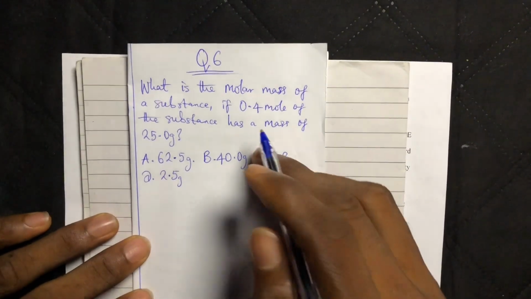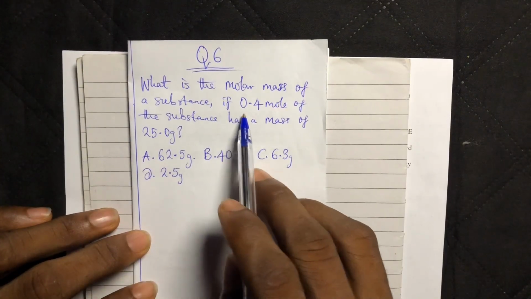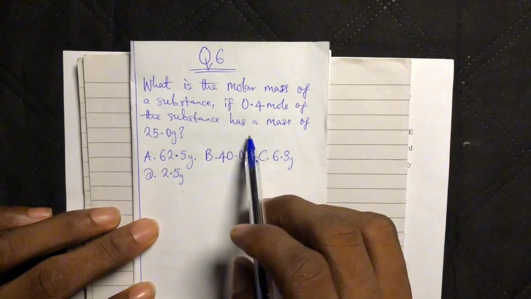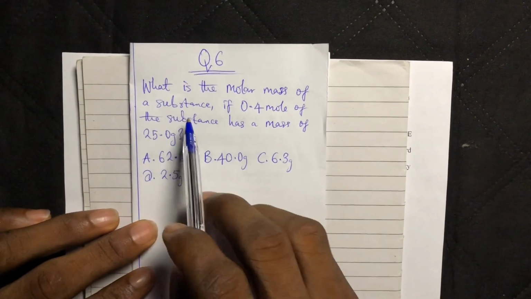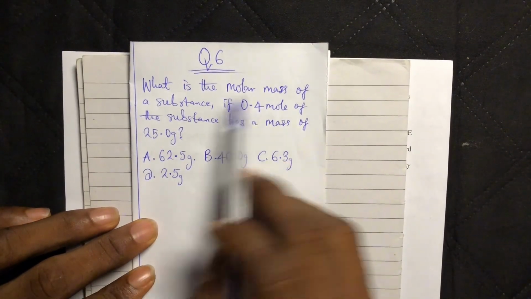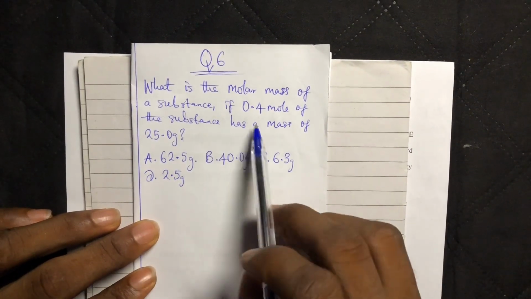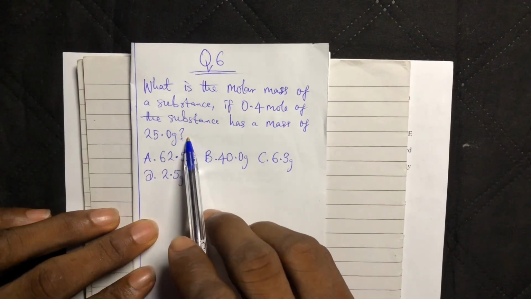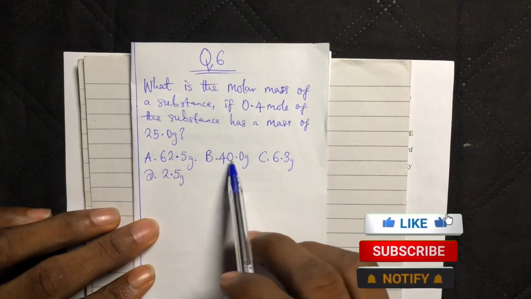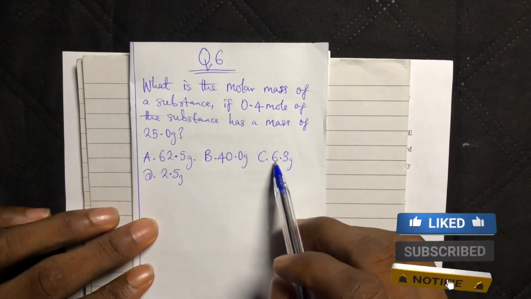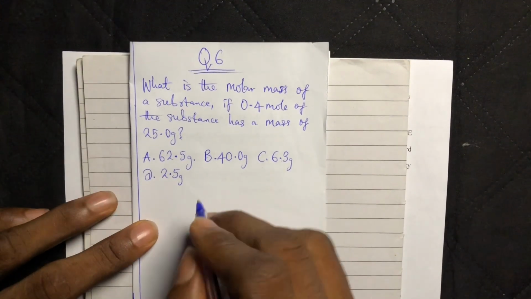Alright guys, let's look at question 6. Question 6 says, what is the molar mass of a substance if 0.4 mole of the substance has a mass of 25.0 gram? Let's read the question again. Now look at the options. Option A says 62.5 gram, option B 40.0 gram, option C 6.3 gram, and option D 2.5 gram. So the first thing we're going to do is to write our solution.